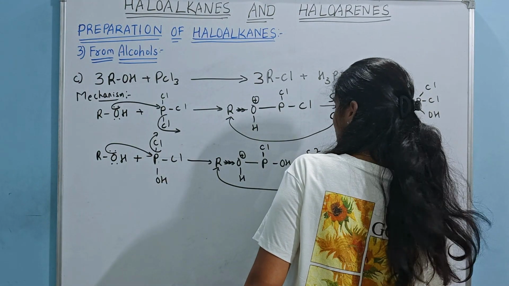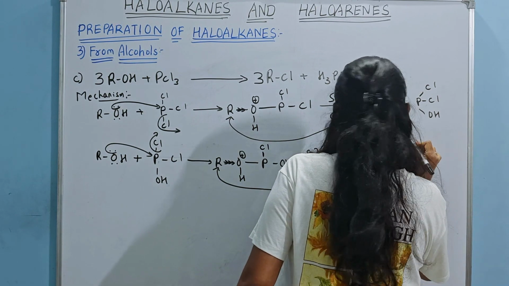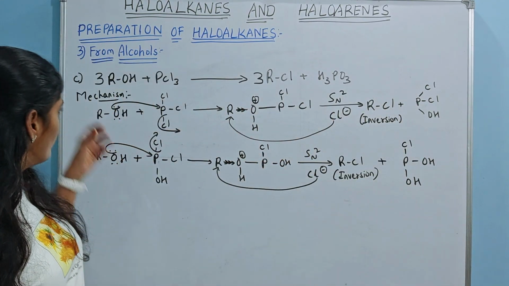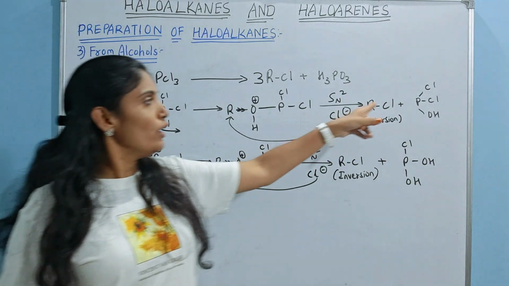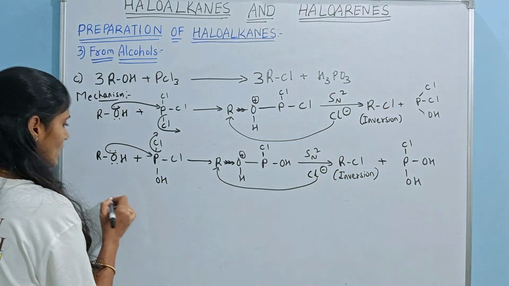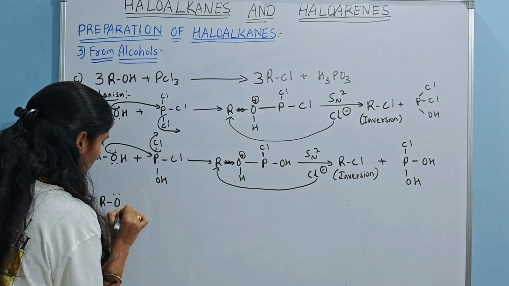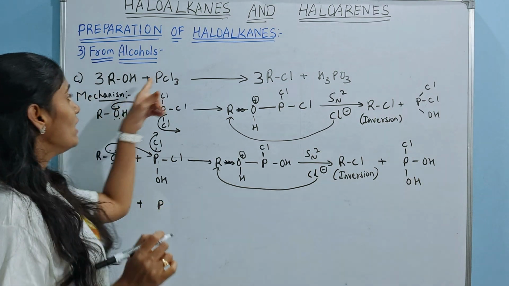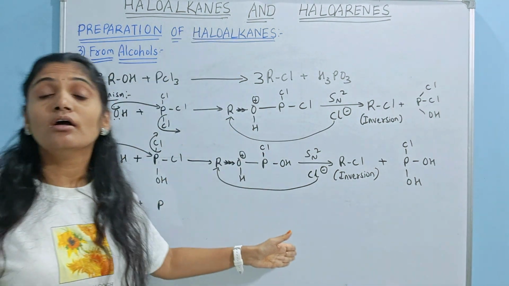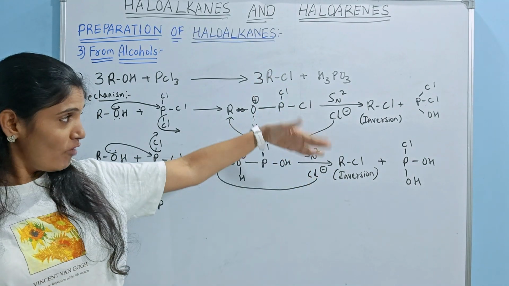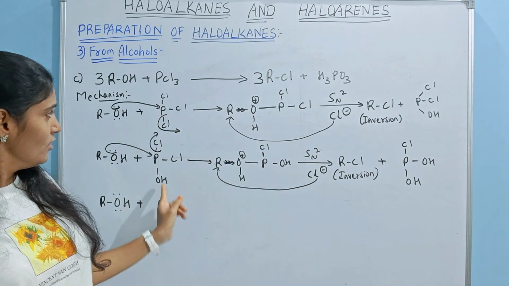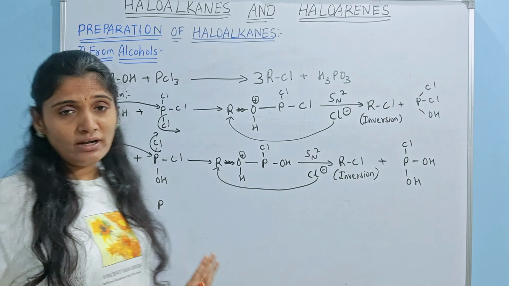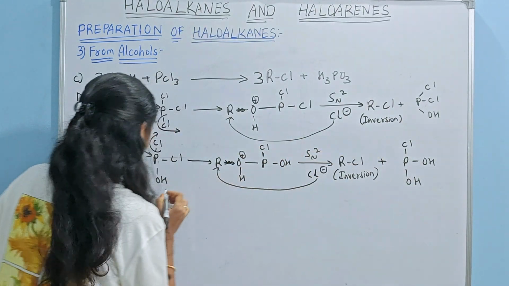Now what do I get here? Phosphorus, Cl, OH, and one more OH. 2 moles of alcohol have been utilized and 2 moles of RCl have been formed. Now let me take one more alcohol, because I have 3 moles of alcohol. See, I have taken only 1 mole of PCl3 and I am forming 3 moles of RCl. See how I am using that PCl3? The same PCl3 I have been using, and in every step I am using the derived form of it.